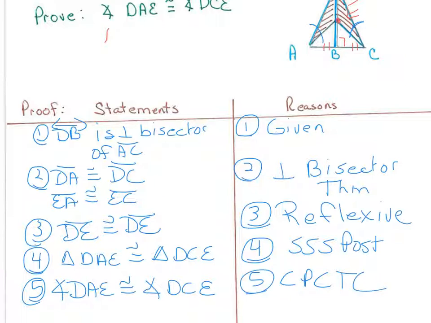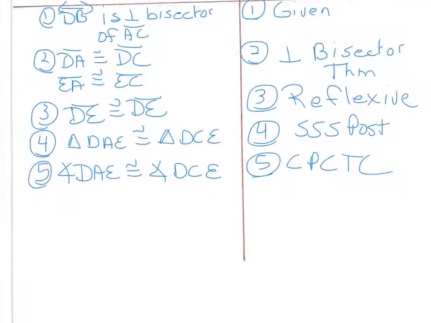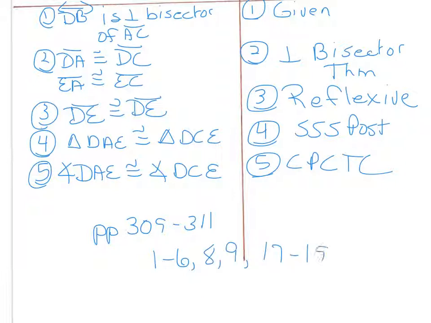So, all right, your assignment is on page 309 to 311, 1 through 6, 8, 9, 17 through 19, and finish the warm up. You just had 1 through 12. That's all you have to finish. Some of you are already done. But finish the warm-up 1 through 12.